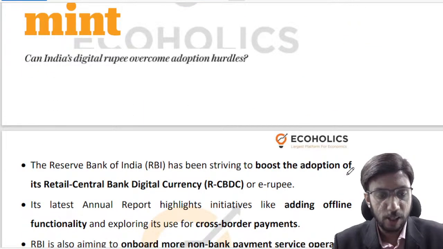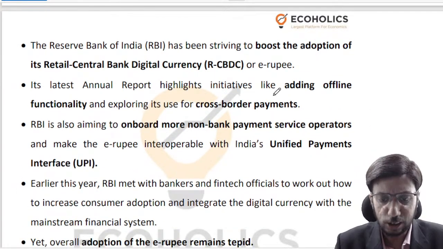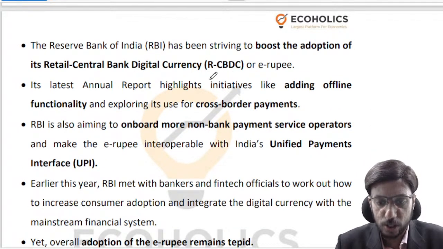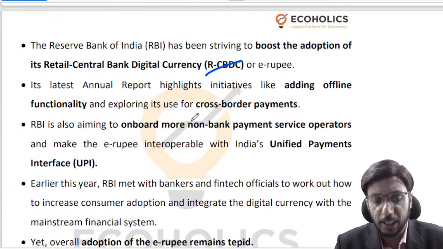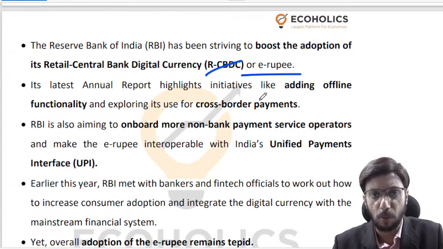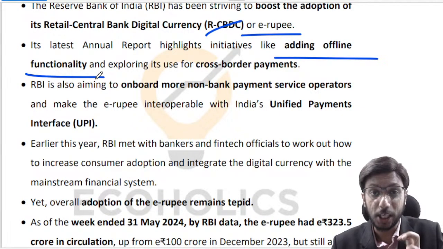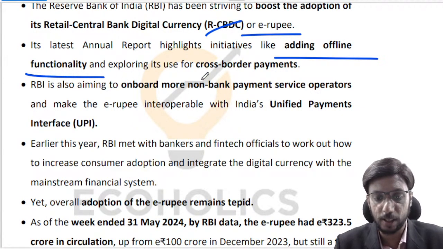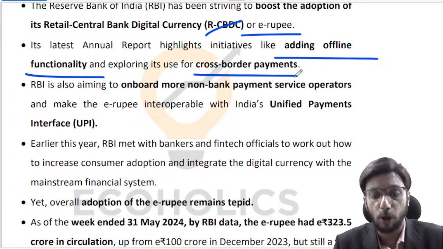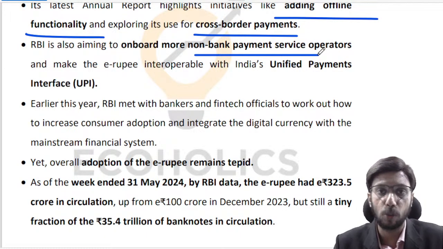Let us start talking about India's digital rupee. If there's any question, any doubt, please ask. As you all know, RBI is trying to boost retail central bank digital currency, also known as e-rupee. We are taking a lot of steps so that e-rupee popularization increases. We are adding offline functionality so that you need not be online to use e-rupee. We are thinking of allowing cross-border payments using e-rupee. We have also spoken with non-bank payment service providers so that they can popularize e-rupee through their platforms.